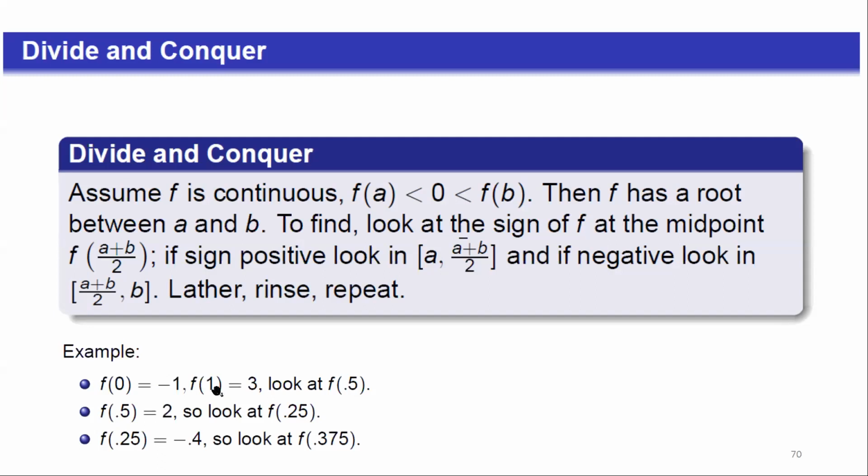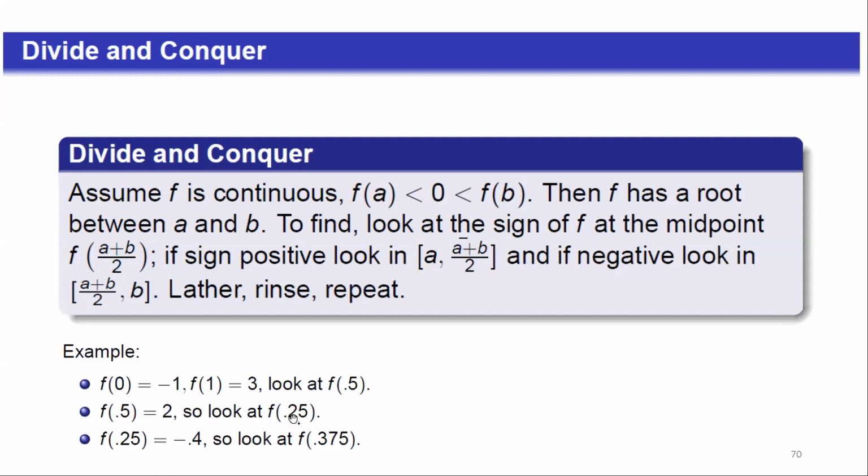Must there be a root between a half and 1? Wait, so at a half it's 2, and at 1 it's 3. No, it could stay positive all the way there, but we know, because it's negative at 0 and positive at a half, that there must be at least one root.